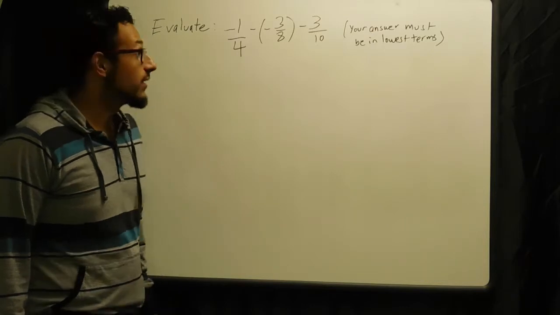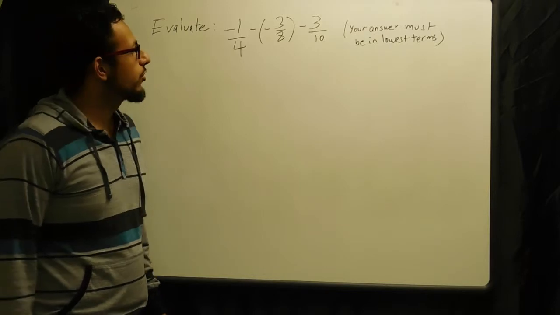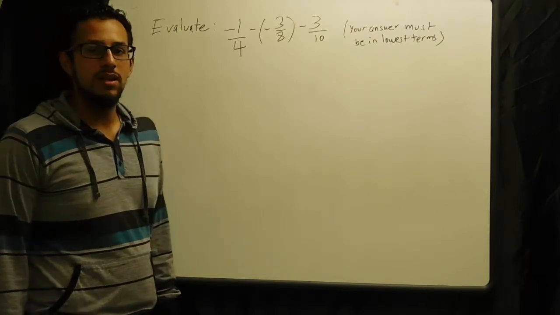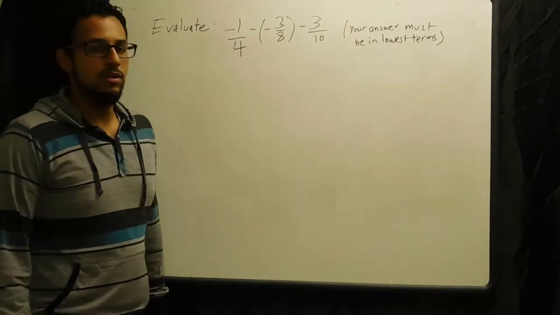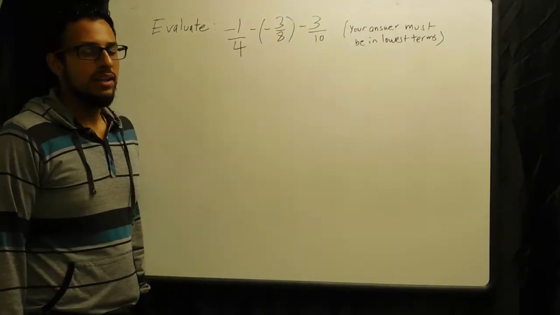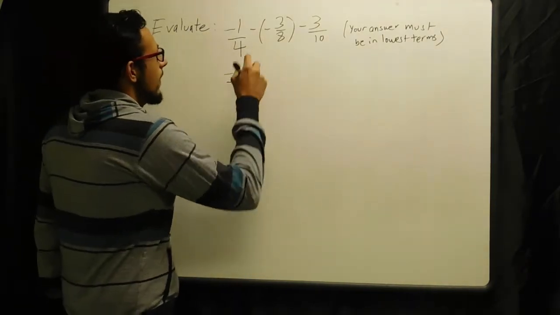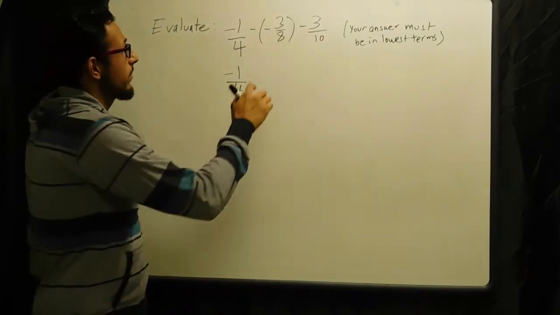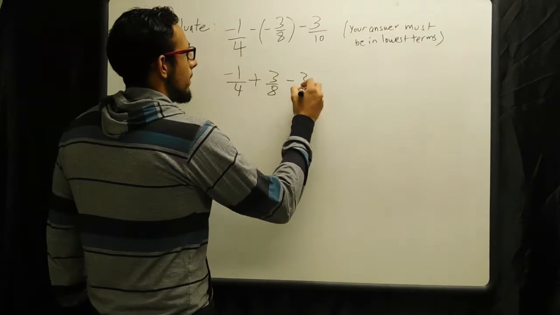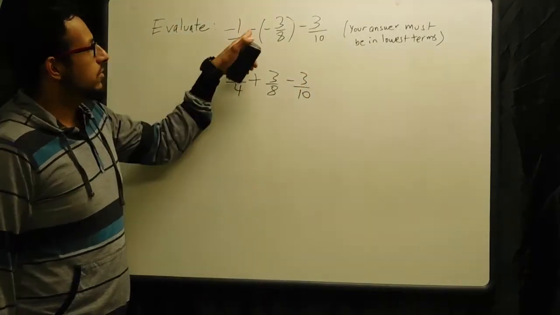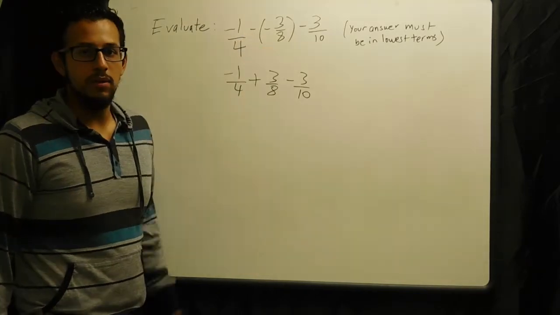Let's read the problem. Evaluate negative 1/4 minus negative 3/8 minus 3/10. Your answer must be in lowest terms. So let's rewrite this by cleaning it up a little bit. What I mean by that is minus a negative becomes positive, because two negatives is a positive.